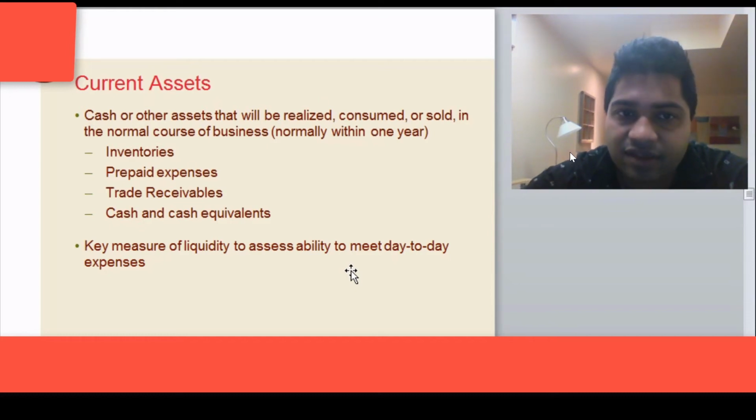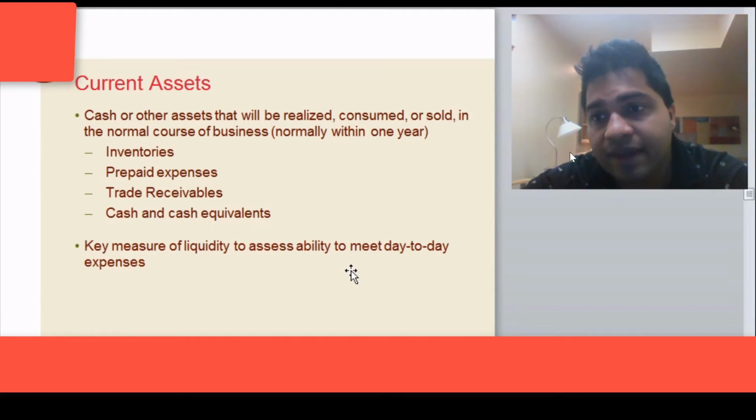Current assets: cash or other assets that will be realized, consumed, or sold in the normal course of business, normally within 1 year. These are inventories, prepaid expenses, trade receivables, and cash and cash equivalents. The key measure is liquidity, the accessibility to meet day-to-day expenses. Current assets are used for day-to-day expenses.